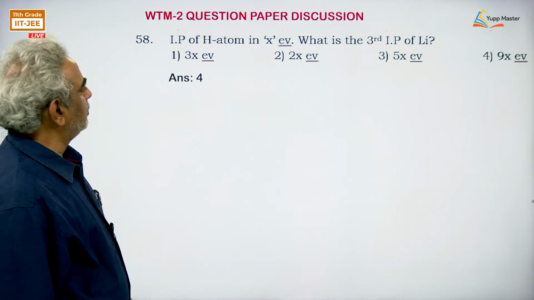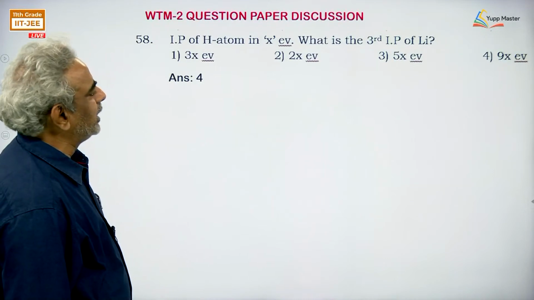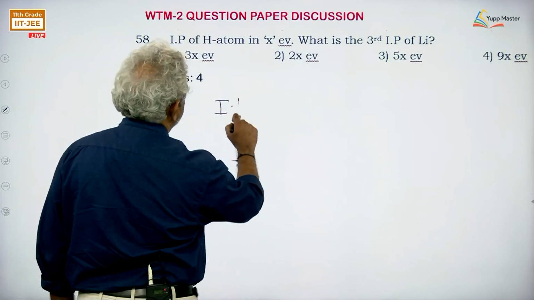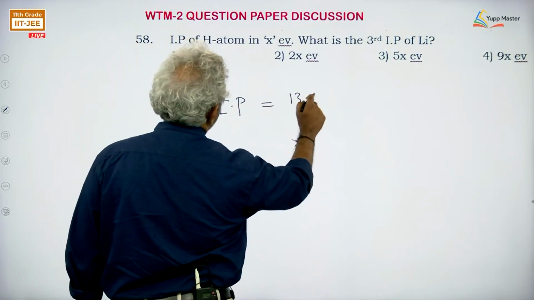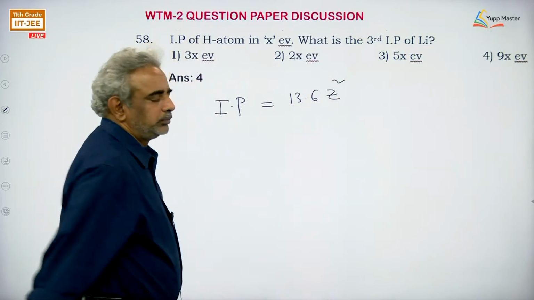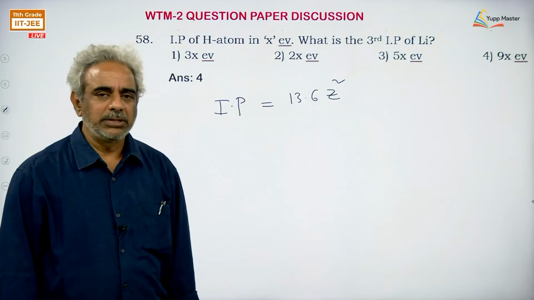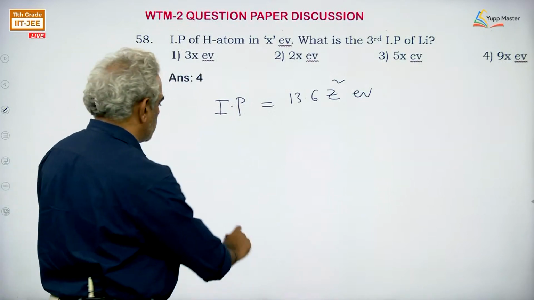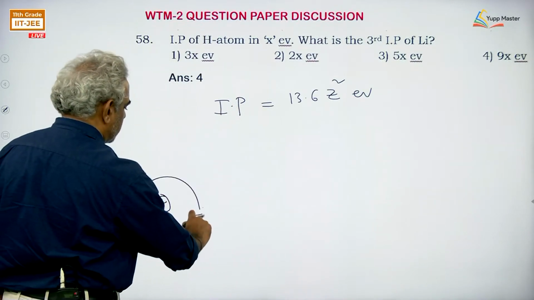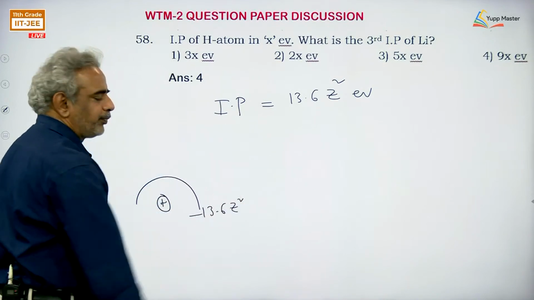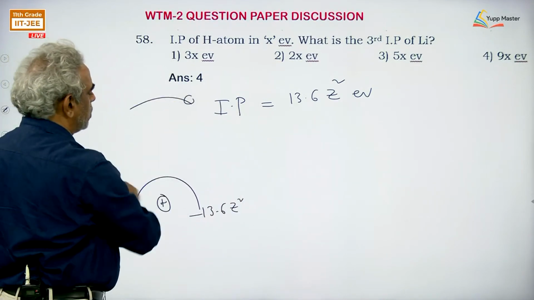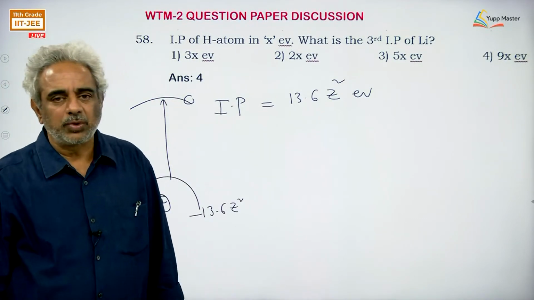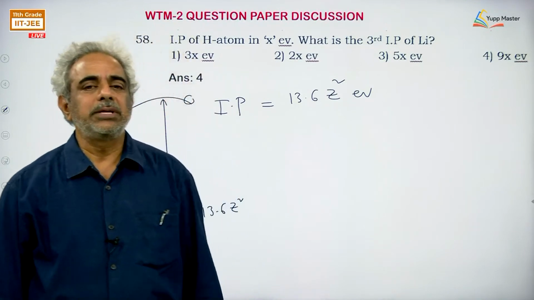Ionization potential of hydrogen atom is x electron volts. What is the third IP of lithium? So, first of all, what is the ionization potential of any species? Any species' ionization potential is 13.6 Z square electron volts per atom. Why like that? As I told you, the orbit's energy here is minus 13.6 Z square. How to make it 0? If it is 0 only, we call it ionization potential. How to make this value 0? Add 13.6 Z square electron volts. 13.6 Z square is IP.